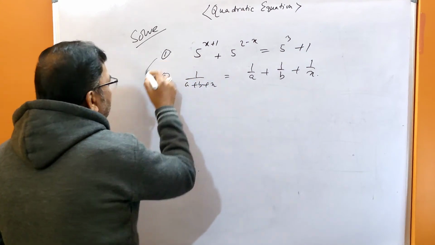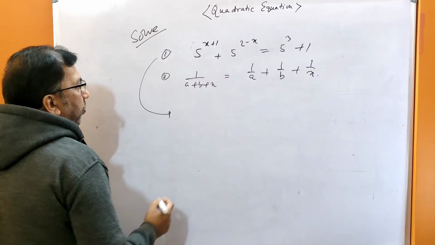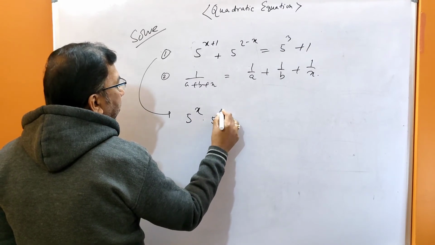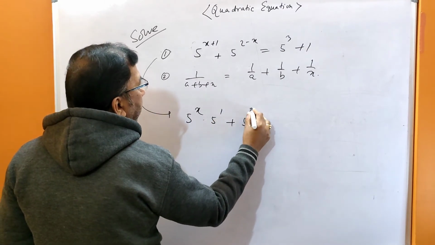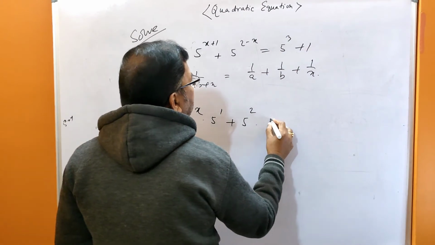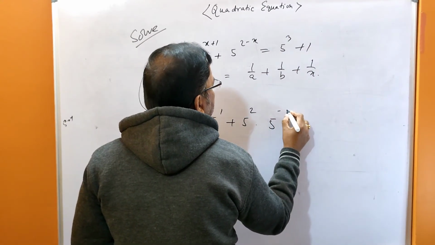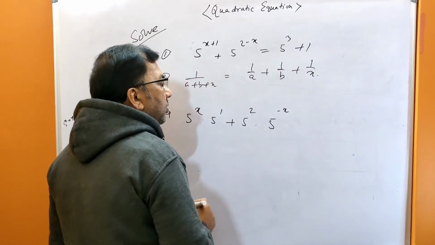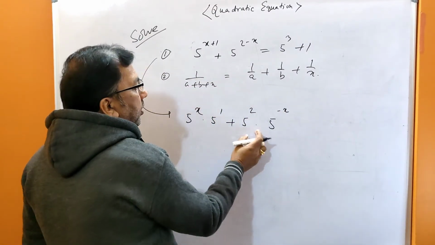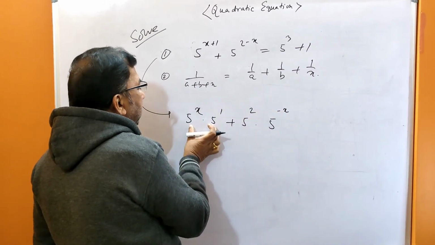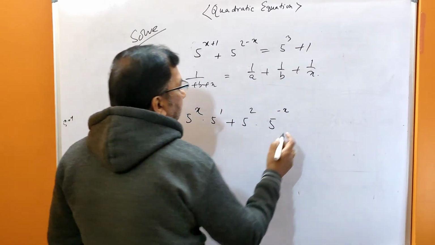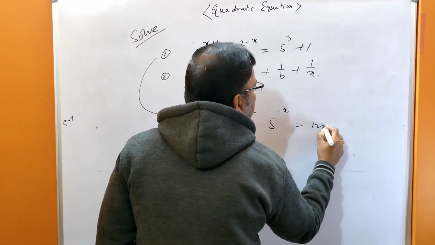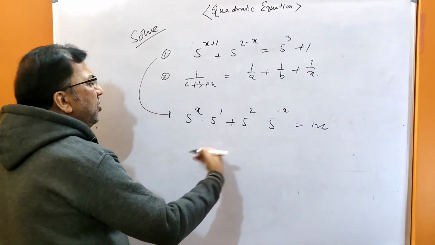Just I am giving. What is this from this one? Find the x plus 1. The 5, that means 5 to the power x into 5 to the power 1 plus 5 to the power 2 into 5 to the power minus x. Clear? Clear? That means same base, power will be added. Same base, power will be added. In this case, 5 to the power 3 means 125 plus 1, 126. In this way, do it.